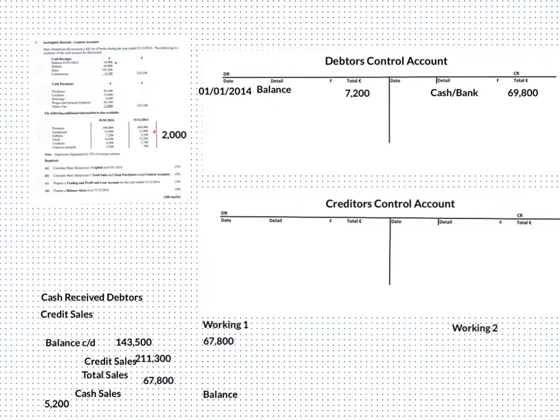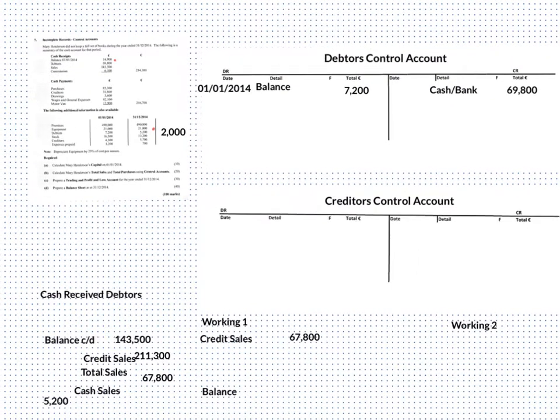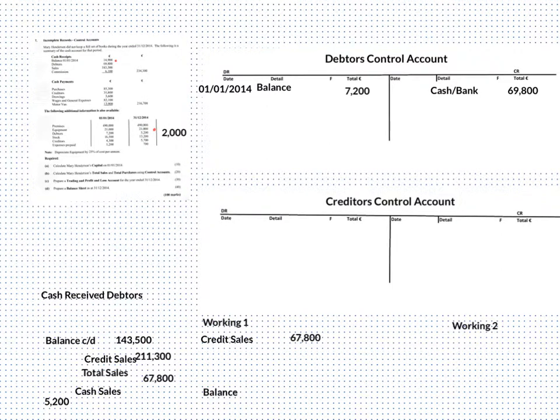So this can be considered our credit sales. So just put a heading there, credit sales, 67,800. We also need to find out what our cash sales is. So if we just have a look at the question, we see our cash receipts. We see our sales is given of 143,500. So we just need to take that cash sales as 143,500.